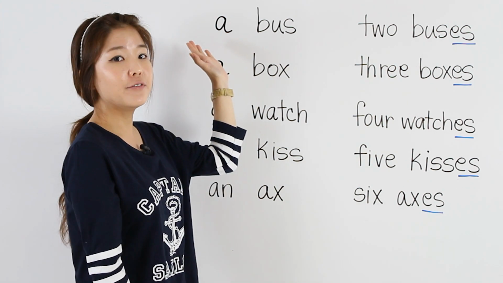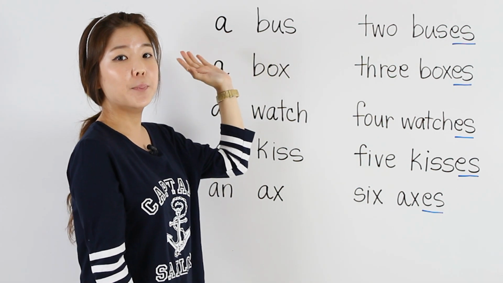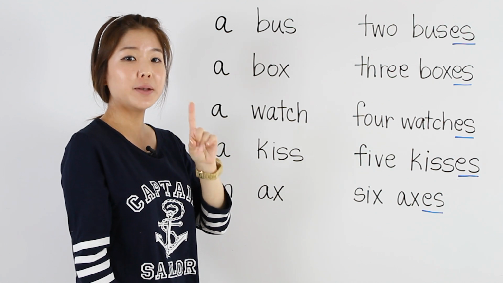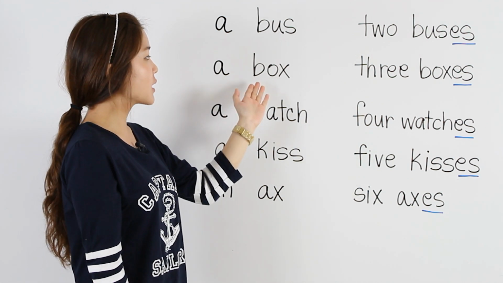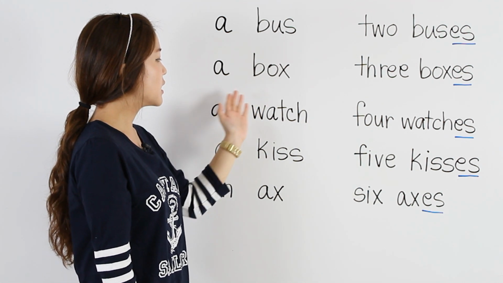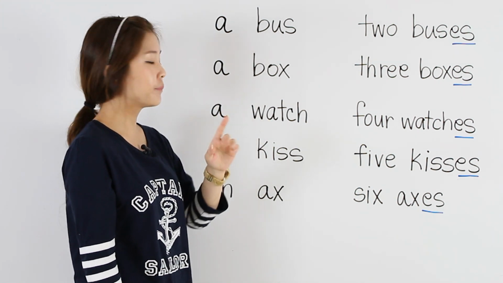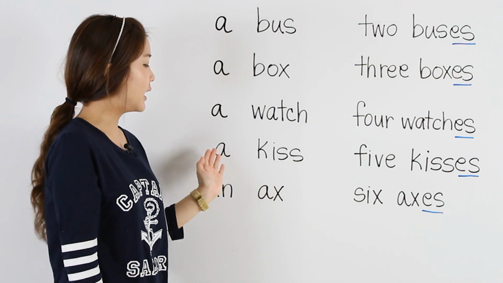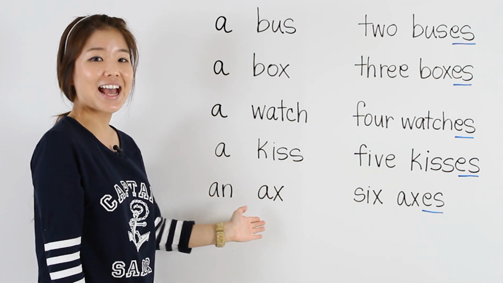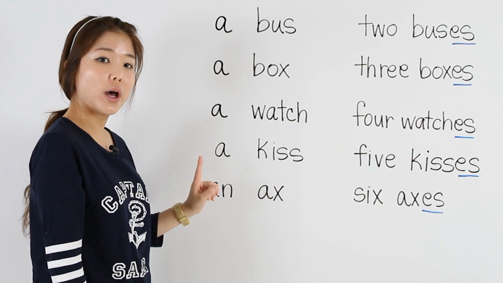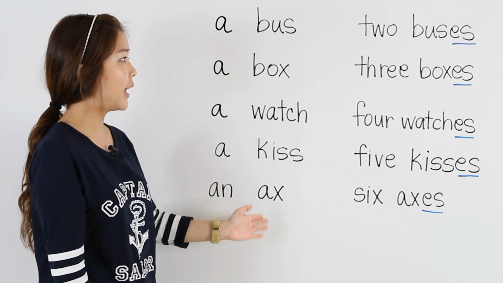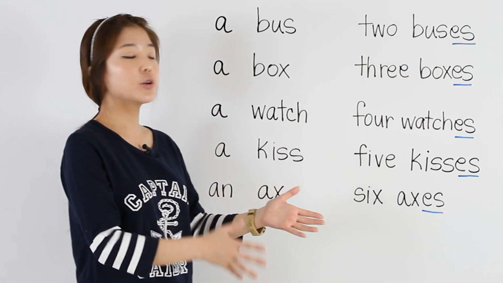Okay, so we have a bus. Again, that means one bus. A box. A watch. Okay, one. A kiss. And an axe. One axe. Okay, now we're going to move on to the plural.